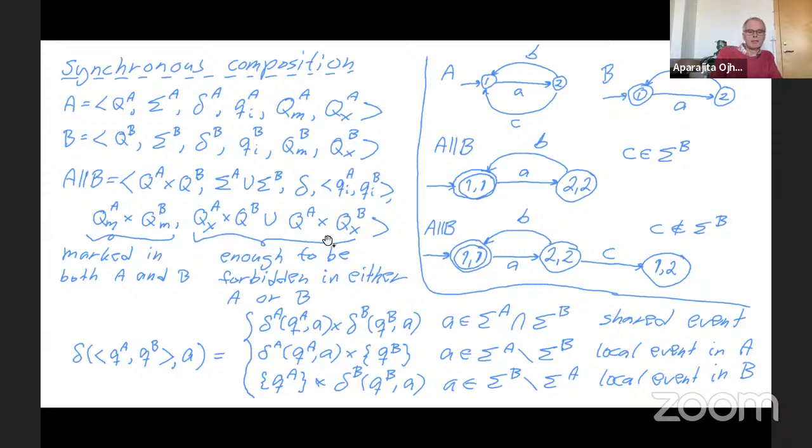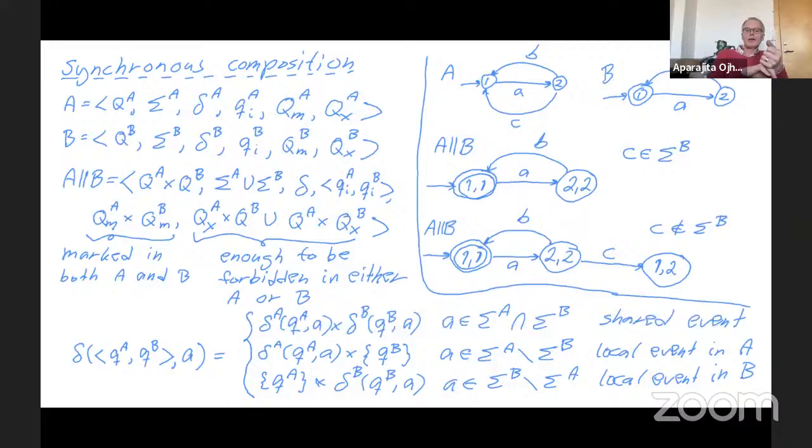Then the forbidden states, there it's important that now it's enough that a state is forbidden in one of the automata to be forbidden in the synchronous composition. And that's quite natural. I mean, it's very serious if a state is forbidden, and it doesn't matter if it's in A or B. If it's forbidden in A, you can be anywhere in B, still the total system is forbidden because you are in a forbidden state in A.